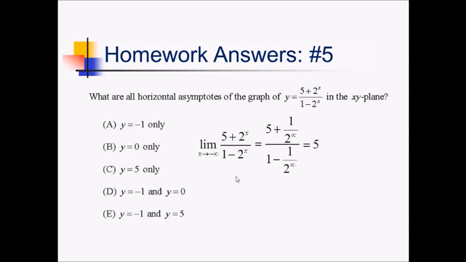So let's consider as x approaches positive infinity now. As x approaches positive infinity, these 2 to the x's are the dominant terms, the champions on each side. So we can just forget about the 1 and the 5 here, leaving us with just 2 to the x over negative 2 to the x. And if we just have something over the negative version of that something, well, that just reduces to negative 1. So 5 and negative 1 were both horizontal asymptotes, giving us answer choice E.